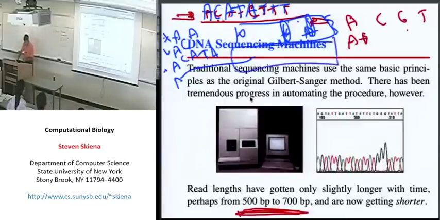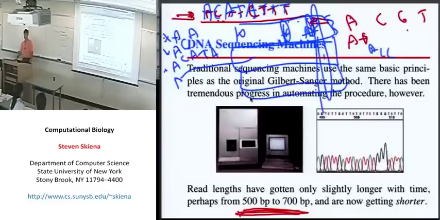Here I had the good and bad A's. Here I have the good and bad C's. Here I have the good and bad T's. Here I have the good and bad G's. And instead of putting it on a gel, let's say I leave it on the gel, and I have a camera here that is going to look at the molecules when they go by.